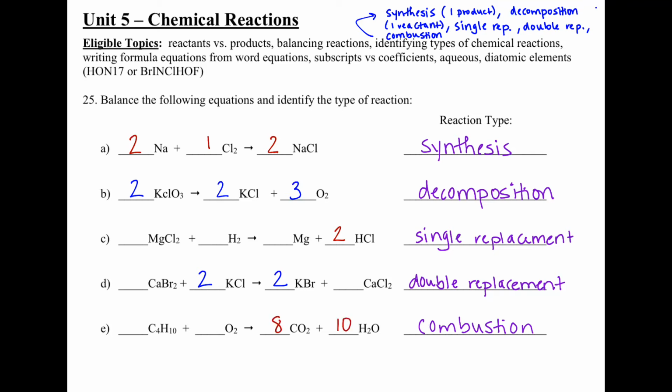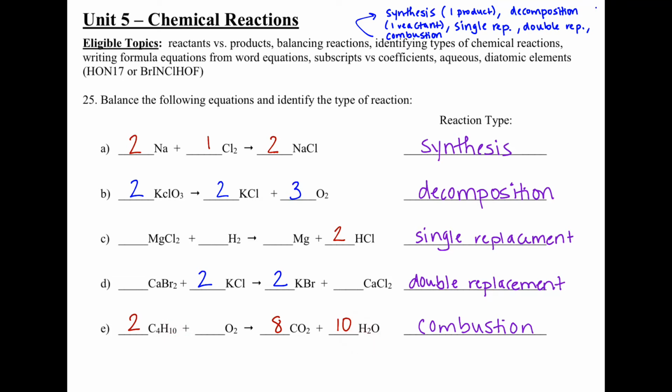And now, if we reassess, we should be able to make this work. So let's look. I have 4 carbons here, and now I have 8 carbons here, so I would put a 2 in the front here, because 2 times 4 would give us 8 carbons. Now I have 2 times 10, so 20 hydrogens. 2 times 10, 20 hydrogens, so that works.